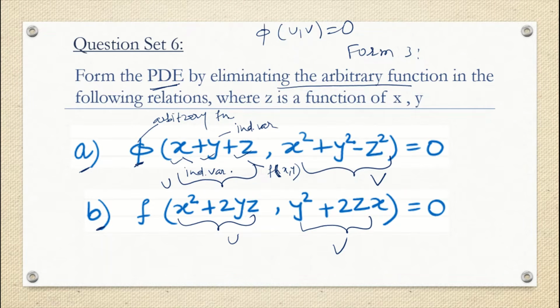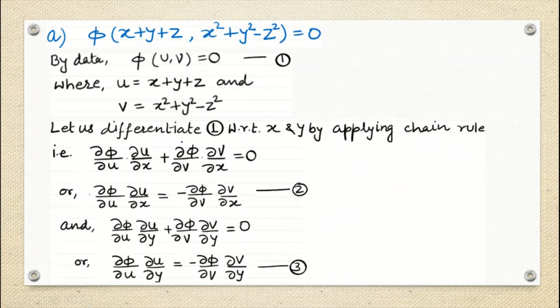That is what I was saying: they will not give you u or v kind of thing in your exam. Instead of x plus y plus z, I'm writing u, and instead of x square plus y square minus z square, I'm writing v. And similarly for your second question also, f is the arbitrary function. Now we will be starting with the first question.